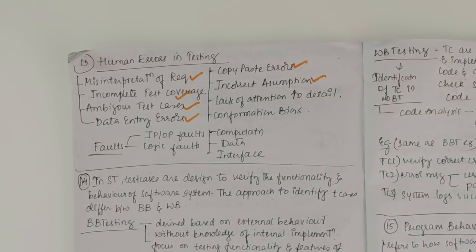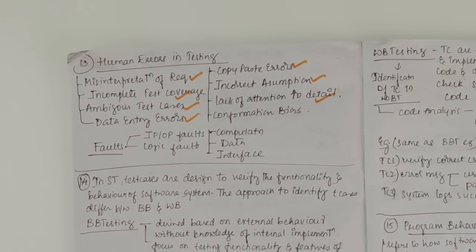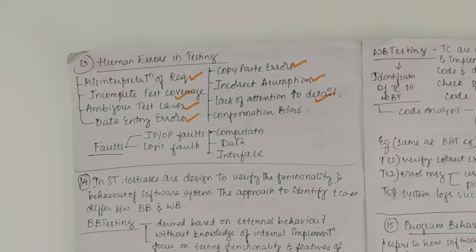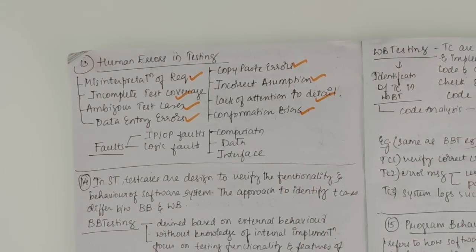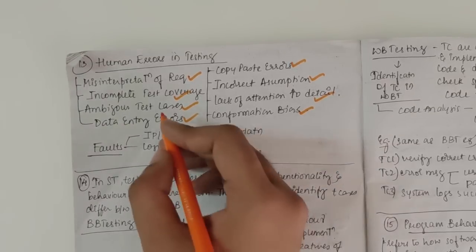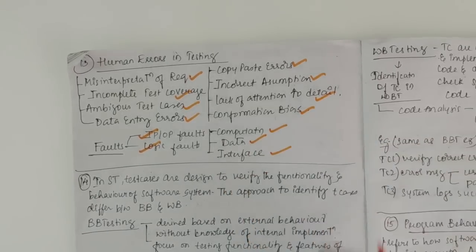Then we have incorrect assumption. So again, misinterpretation of requirements or miscommunication between the stakeholder and the developer leads to incorrect assumptions. Then we have lack of attention to the detail. So during the requirement analysis or elicitation of requirements, if the software team or the developers team are not paying attention to the details, it might again lead to errors. Then we have confirmation bias. Confirmation bias again could be a possible human error. Then we have the types of faults. We'll be looking into types of faults further. Majorly, they are classified as input fault, output fault, logic faults, computation faults, data faults, and interface faults.